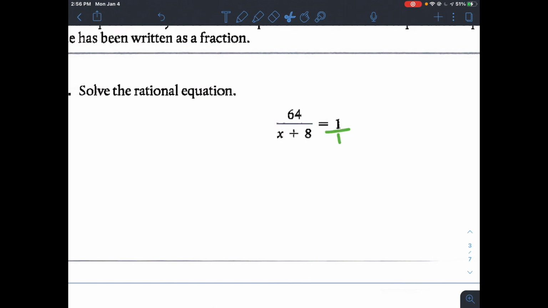Again, I'm going to cross multiply. I think that's the easiest way for me. If there's a different way that you want to do it, go for it. But we'll cross multiply. And we get 64 times 1, but I'm going to leave it at that, equals x plus 8 times 1, but I don't need to write that. And then we'll subtract 8 from both sides. X equals 56. And that's where we'll stop for today's notes.